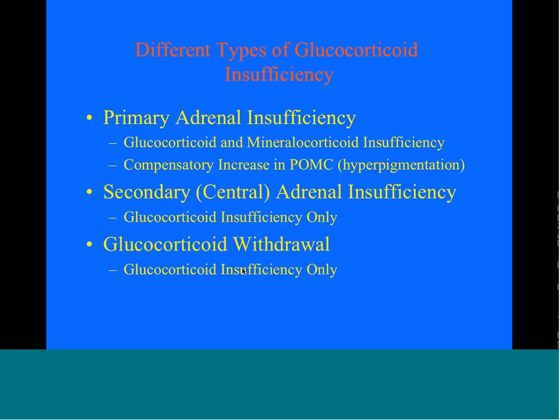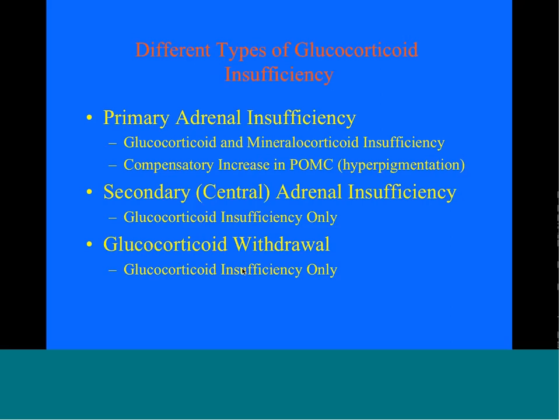There are different types of glucocorticoid insufficiency. This is very important to note. There's primary adrenal insufficiency, where one's adrenals are not working. You get a deficiency of both the glucocorticoids, cortisol, and the mineralocorticoid, aldosterone. You have a compensatory increase in melanocortin, which is a precursor for ACTH and which can lead to hyperpigmentation. That's primary adrenal insufficiency. You can have secondary adrenal insufficiency, where you only have glucocorticoid itself that is affected.